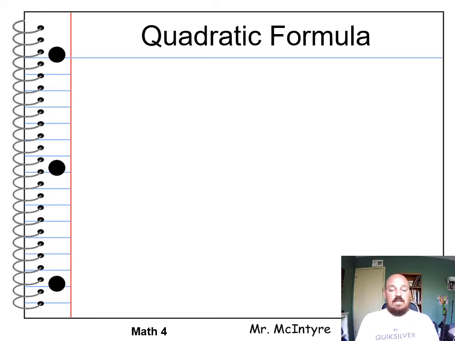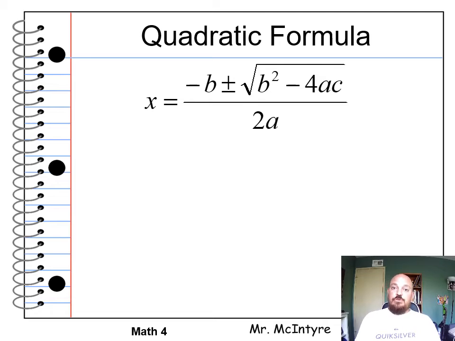And that leads into the second method I wanted to review with you guys, the quadratic formula. So here's your nice familiar quadratic formula. I'm sure you guys know it already. Negative b plus or minus square root of b squared minus 4ac all over 2a.